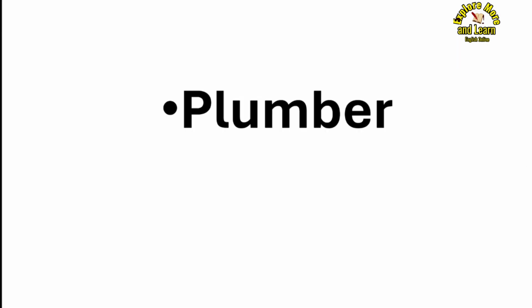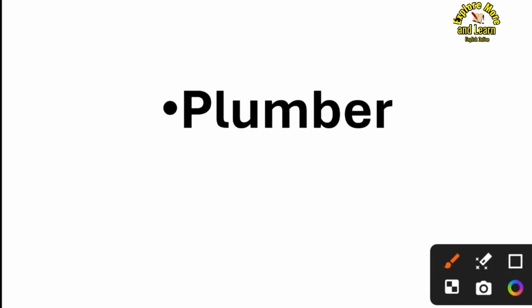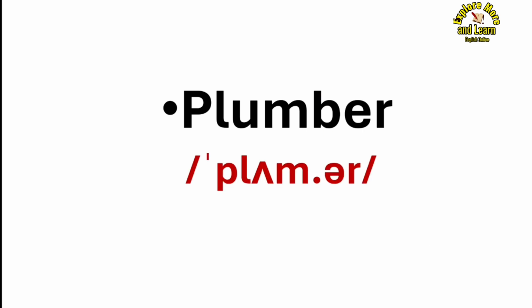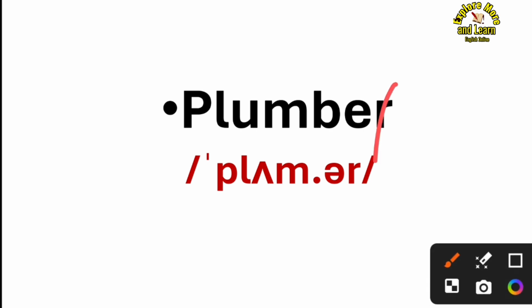Here I have seen people pronounce it like plumber, and they emphasize this letter. But this letter is silent. So the correct pronunciation of this word is plumber. And in British pronunciation, we keep letter R also silent. Letter B also silent. In American English, you can pronounce R. So the correct pronunciation is plumber. Okay.